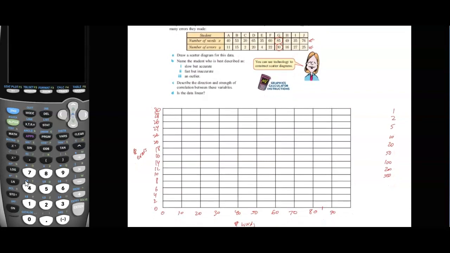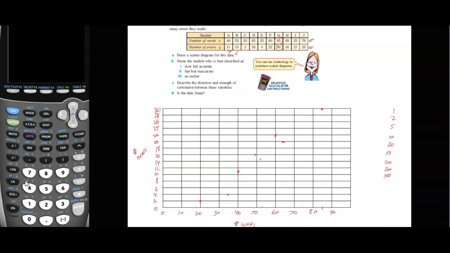So the first point for student A is 40, 11. The next point is 53, 15. 20, 2. 65, 20. 35, 4. 60, 22. 85, 30. 49, 16.